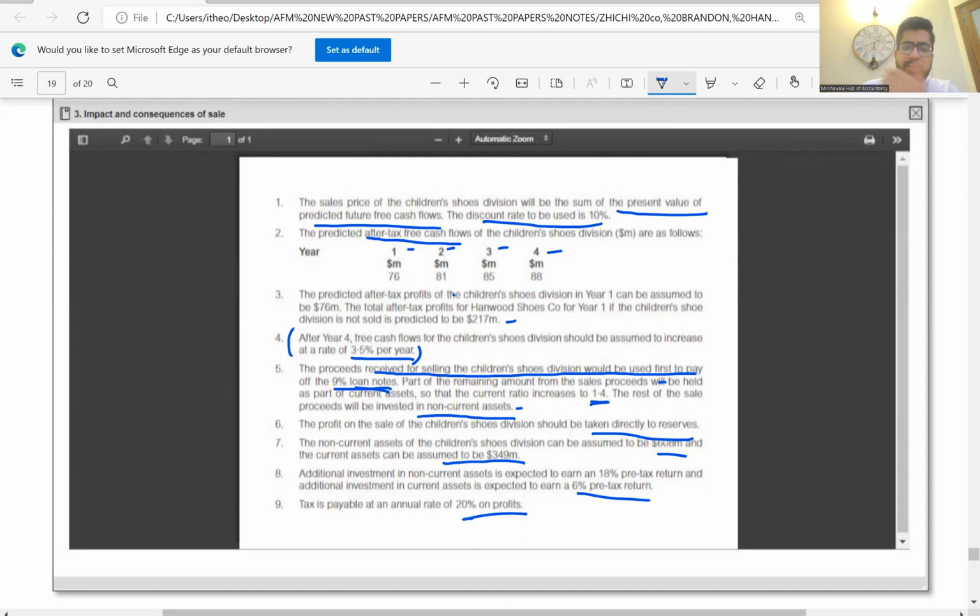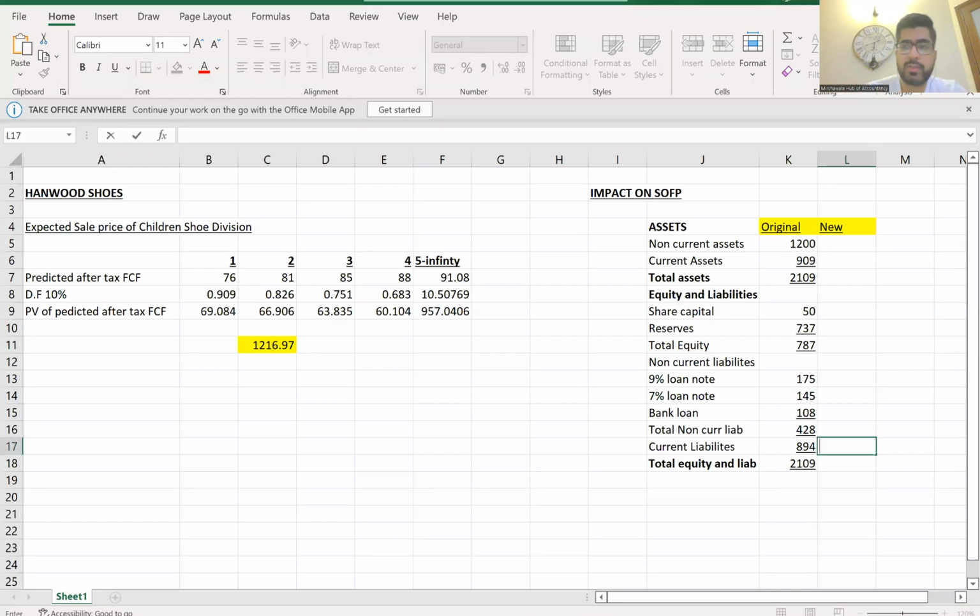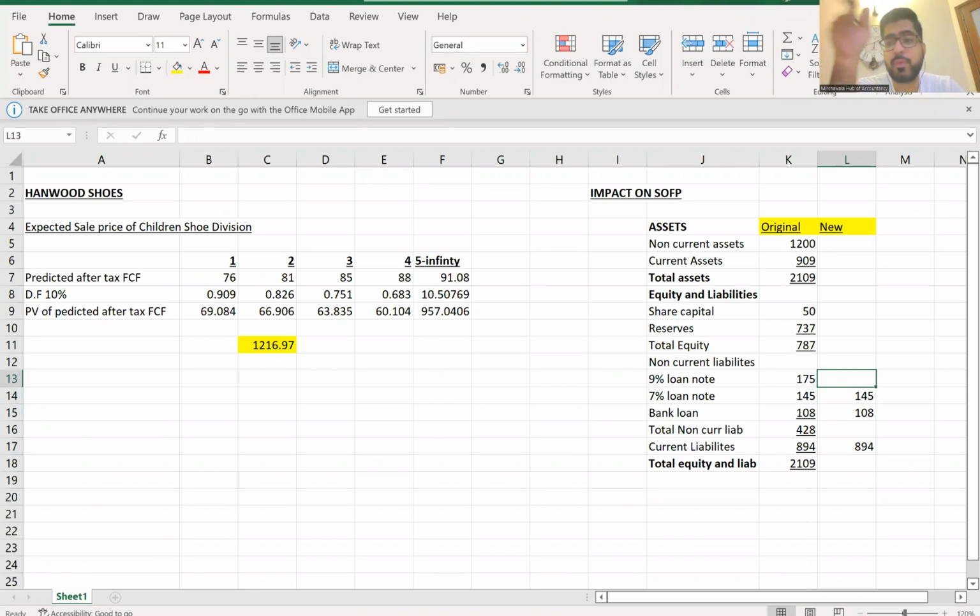So in no circumstances is it mentioned that if you're selling the children's shoe division, there is any impact on SOFP. It's not having any impact on current liabilities, which should remain the same, because nothing is mentioned. Is it having any impact on the bank loan? No, remain same. Is it having any impact on 7% loan notes? No, remain same.